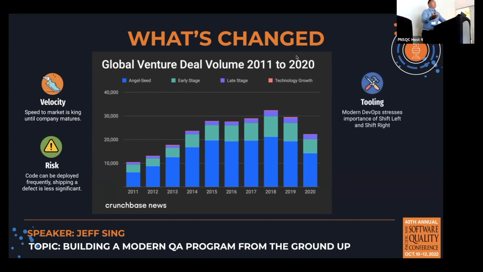Three is tooling, right? You hear the modern DevOps stresses the importance of shift left, shift right, right? Suddenly, as companies scale, they get to like 75 developers, the head of engineering is like, well, my engineers should test. They write tons of unit tests. Why do I need QA? And this brings the problem of job fit, right? Why do you need QA, right? What is the role of QA?